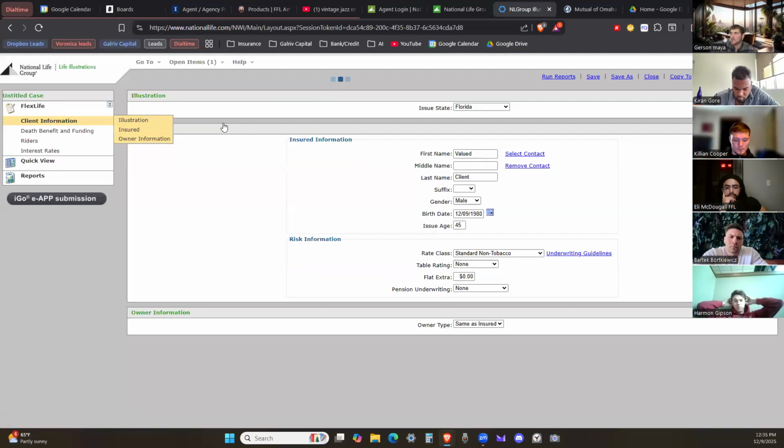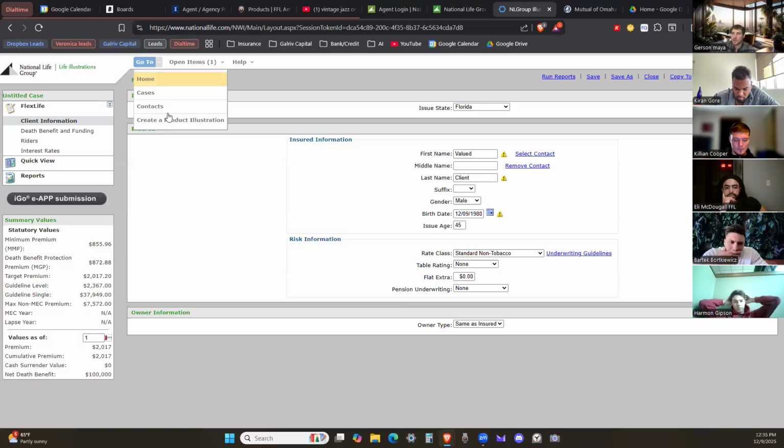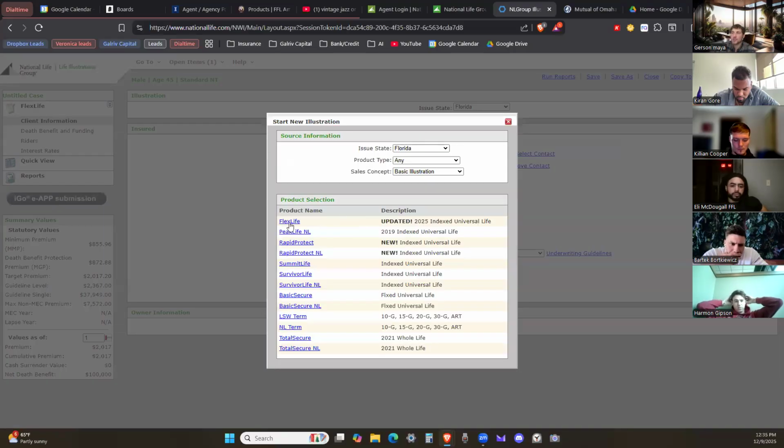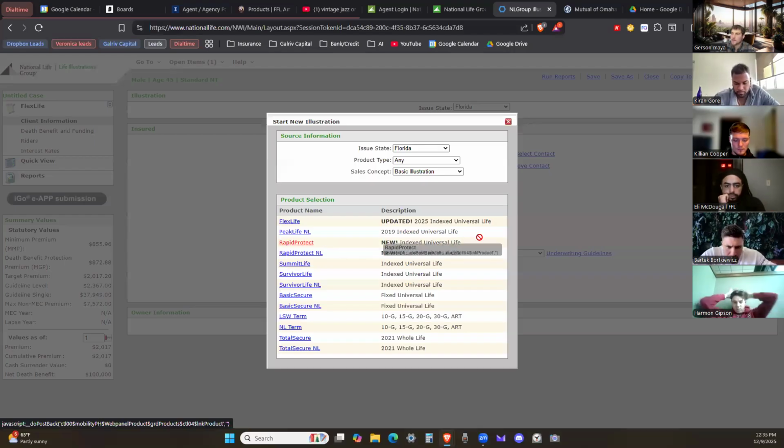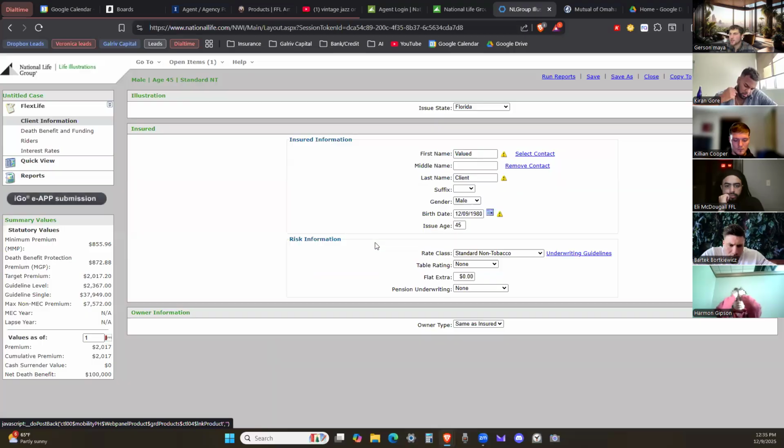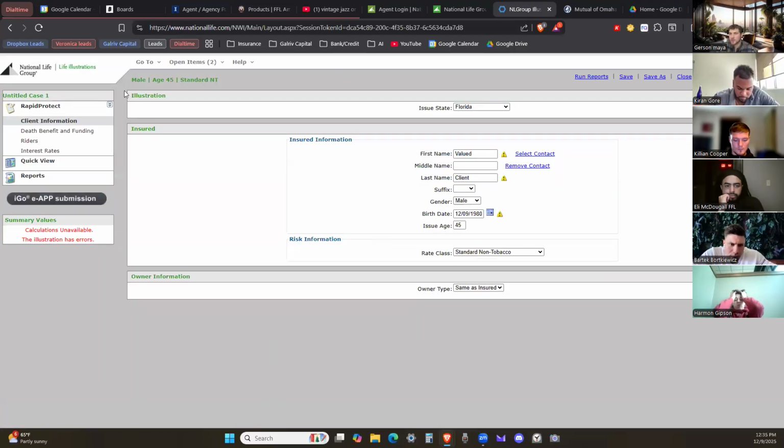That is their IUL. For anyone that's new that has NLG, if you see these NL, that's only for New York residents. Don't worry about those. Only do the ones that don't have the NL next to it. The Rapid Protect is their new instant decision IUL. I've actually not written it yet, just because honestly it's a little bit expensive, but I know it's a great policy. But if I'm going to write someone NLG, I'm just going to do a fully underwritten policy.